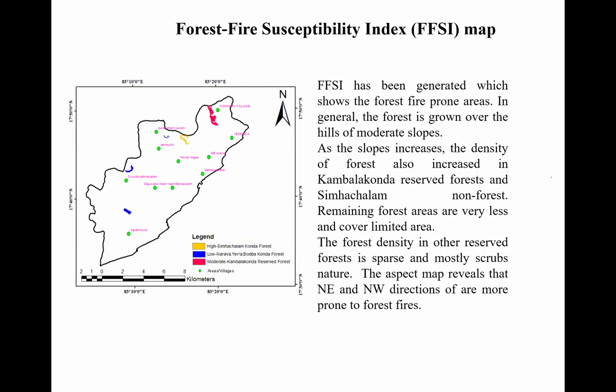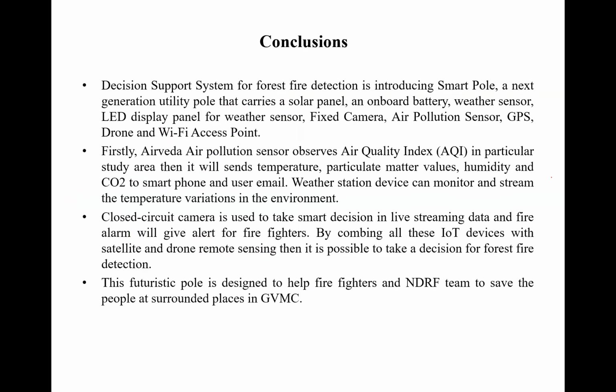Then this is the final one. This is the susceptibility index map here, right? In this map, green color indicates the areas or the villages. At the same time, let's consider high and low. High indicates high prone areas, low indicates low prone areas. The forest fire susceptibility index map will generate high areas and low areas. So finally, this is the prone area map for the system.